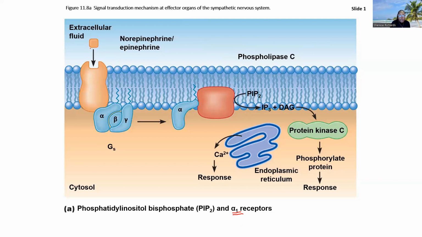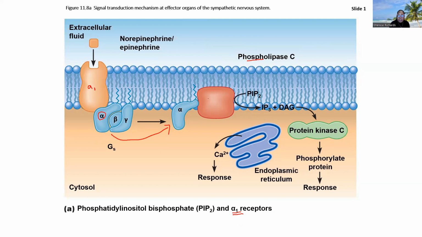So norepinephrine will bind to this alpha-1 receptor, right? So here's alpha-1. We have it coupled to a G protein. And as we discussed previously, this G protein has several different subunits. The alpha subunit specifically will dissociate off, float downstream in the membrane, bind to this amplifier enzyme. This is called phospholipase C, right? This enzyme that's downstream in the membrane.